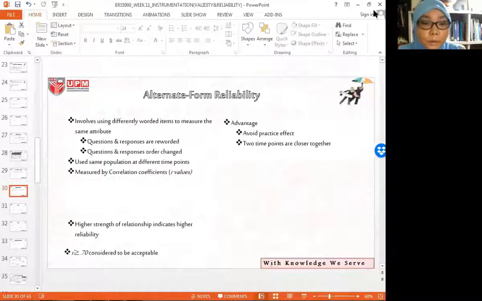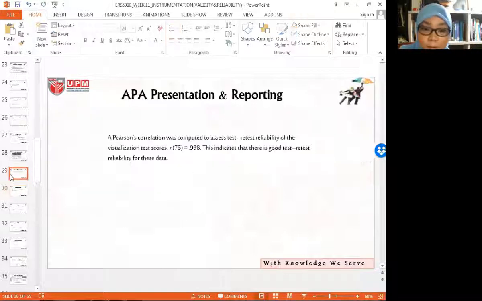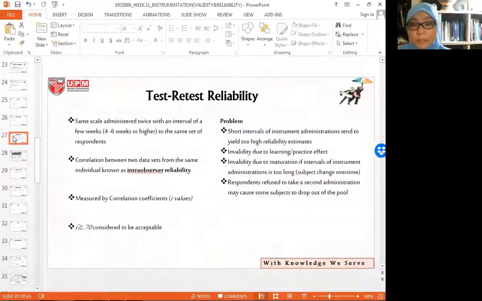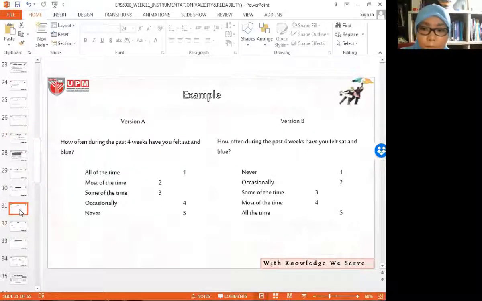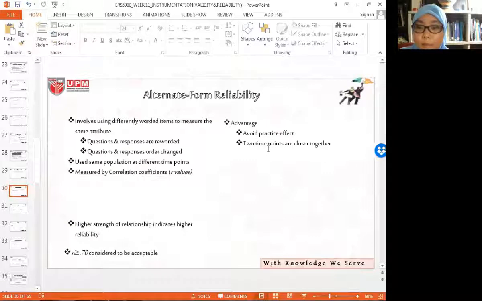That is an example. Okay, we also measure it by using the correlation coefficient, in which a higher strength of relationship indicates higher reliability. So R larger than 0.7 is considered to be acceptable. So the advantage of alternate form reliability is that it avoids the practice effect. Practice effect as in the test-retest reliability. Okay, then the second one is that the two time points are closer together.